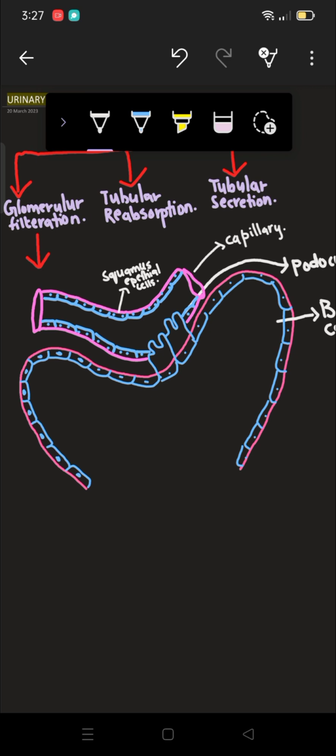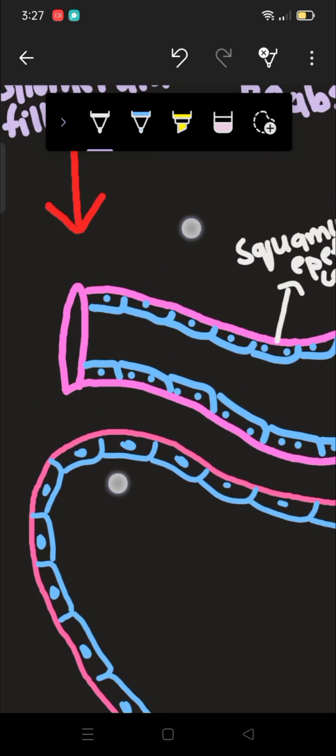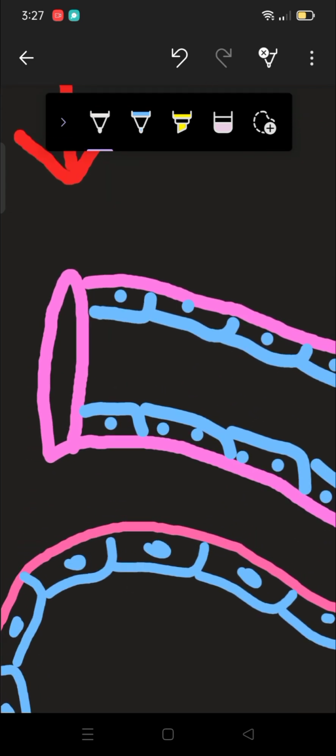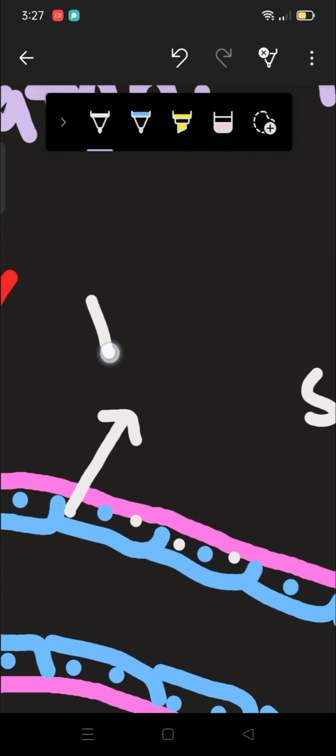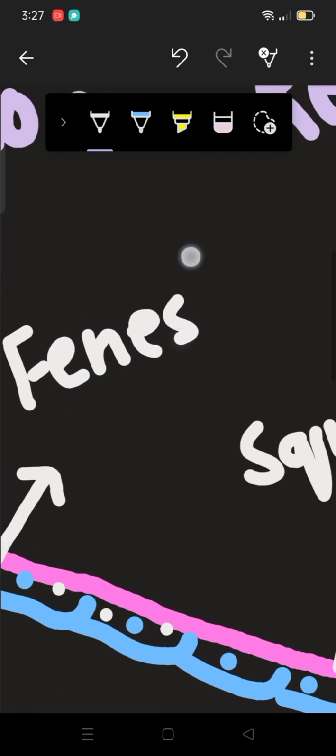Now, the holes which are in the squamous epithelial cells are known as fenestration, by which it will get filtered. Alright, so here I have some holes. These are known as what? Fenestrations. So let me write here down. Fenestration.